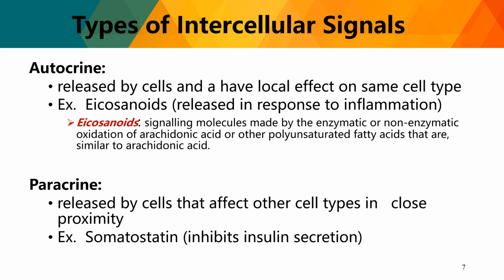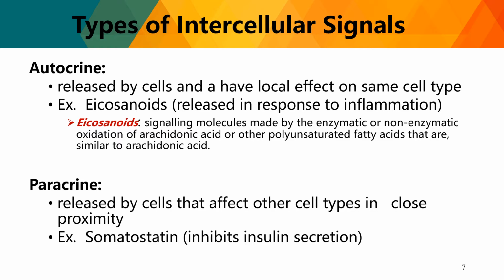Types of intercellular signals include your autocrine. It is released by cells and has a local effect on the same cell. Examples are eicosanoids, which are released in response to inflammation. These eicosanoids are signaling molecules made by the enzymatic or non-enzymatic oxidation of arachidonic acid or other polyunsaturated fatty acids that are similar to arachidonic acid.